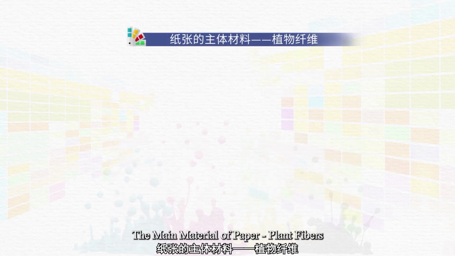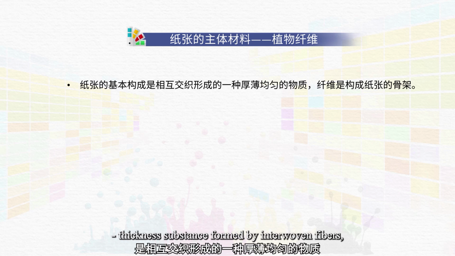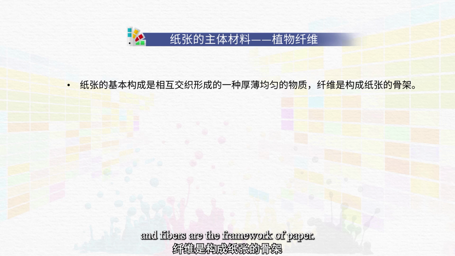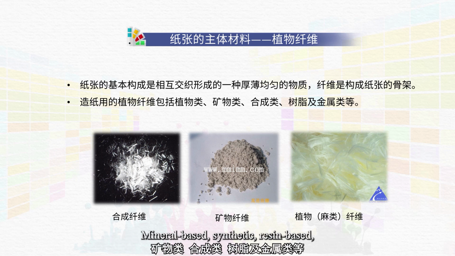The main material of paper, plant fibers. The basic structure of paper is a uniform thickness substance formed by interwoven fibers, and fibers are the framework of paper. Fibers used in papermaking include plant-based, mineral-based, synthetic, resin-based, and metal-based types, etc.